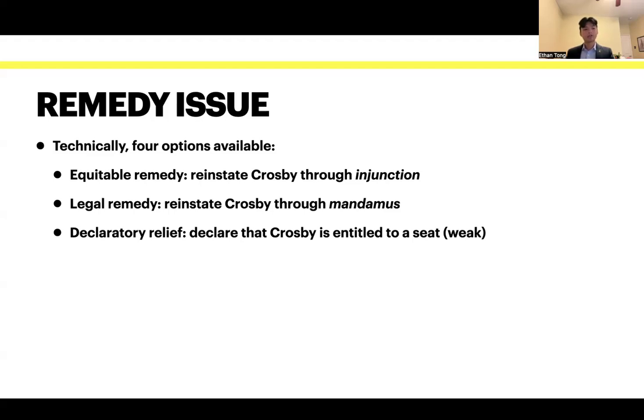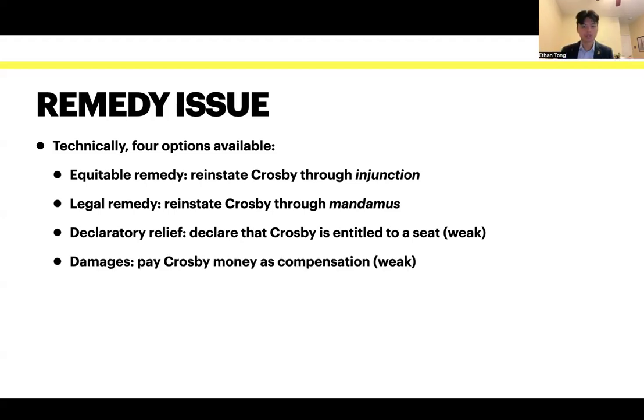So it's similar to if you went to your therapist and the therapist didn't say, go do this or else you're not coming back to therapy. Rather, the therapist said, well, this is what is right to do, and let you decide whether you wanted to do it or not. Now, I'm not trying to say that in a declaratory relief, the courts are like, yeah, do whatever you want. Of course, they want the person to give the seat back to Crosby, but there's simply no teeth to that relief. And then the last option is damages.